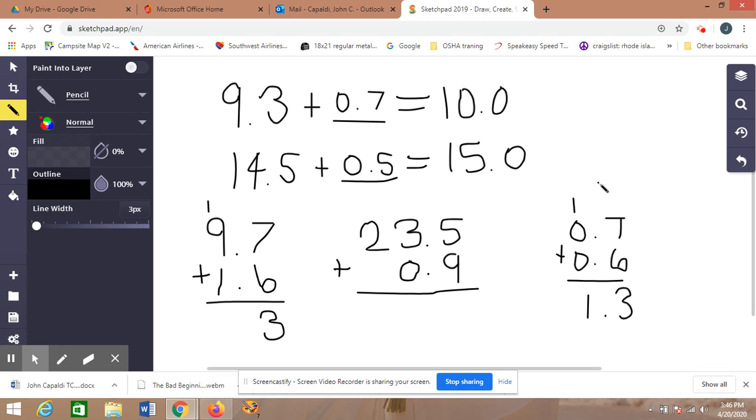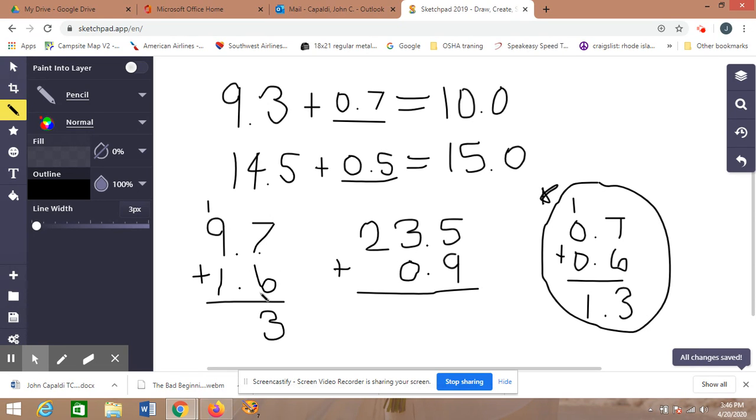So look right here. Look at this. What we did was we pulled the 7 tenths and these 6 tenths out just to see what it looks like. So we know 7 tenths plus 6 tenths equals 1 and 3 tenths. So that's why this decimal here, that's why the tenths place is 3.